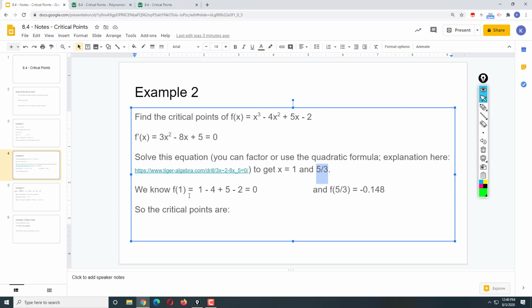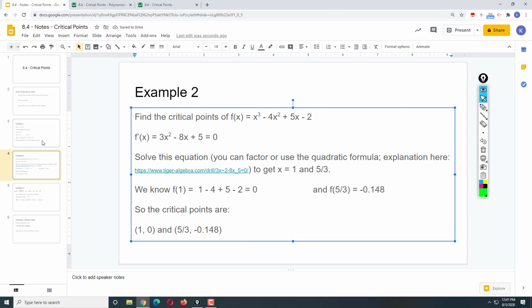When x equals 1, f equals 0. When x equals 5/3, f equals approximately negative 0.148. So the critical points would be x equals 1, y equals 0, and x equals 5/3, y approximately equal to negative 0.148. Those are the critical points.